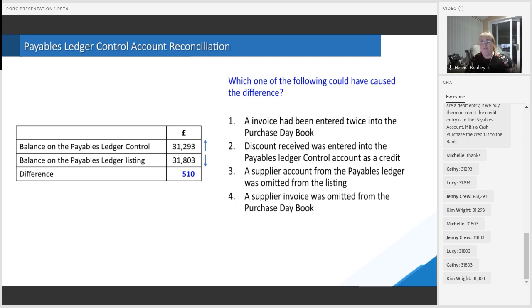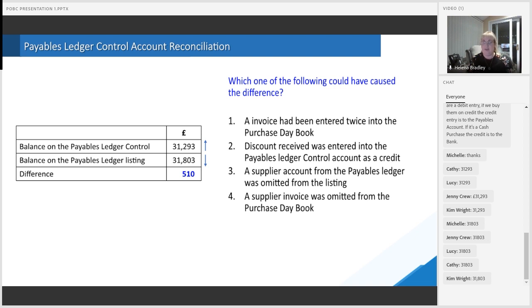Discounts received was entered into the payables ledger control as a credit. Well, from our previous slides, we know that discounts received reduce the liability and therefore should go in as a debit. So if we take it out and pop it on the debit side to firstly correct the error, we then need to put it in again as a debit.